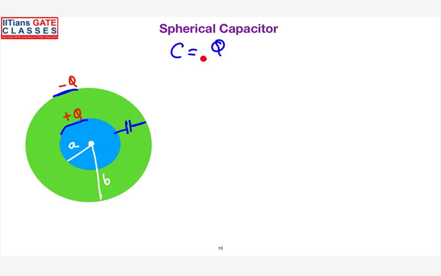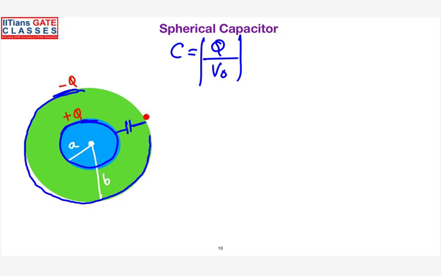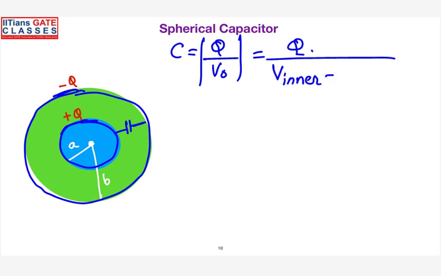The same fundamental you can stick to: the charge divided by the potential difference. You know the magnitude of charge on each conductor will be Q itself. And what will be the potential difference between inner conductor and outer conductor? Q is Q only, and the potential difference is nothing but the potential on inner conductor minus the potential on outer conductor.